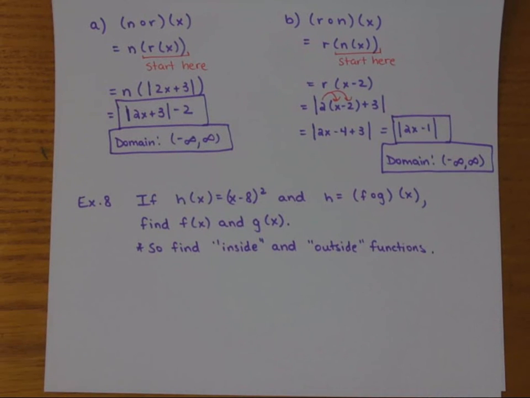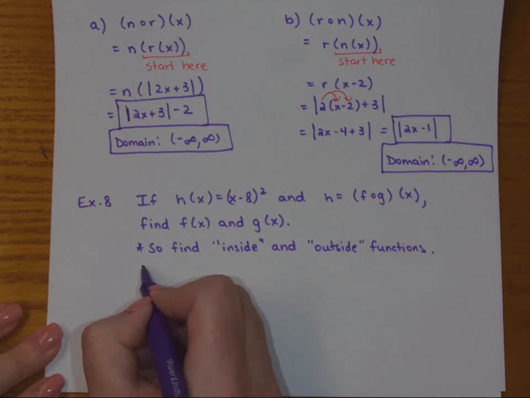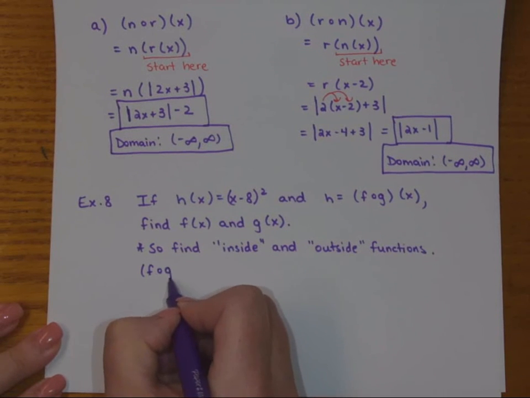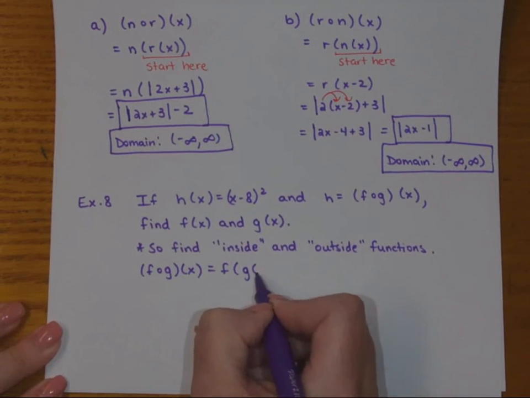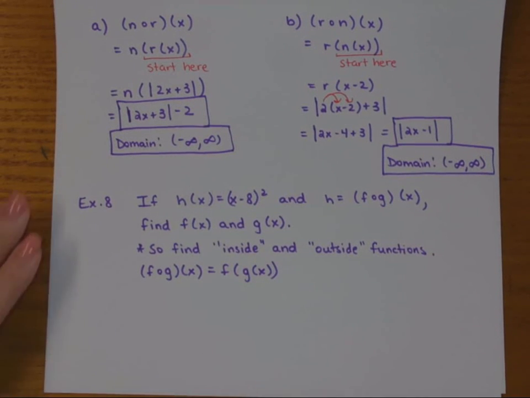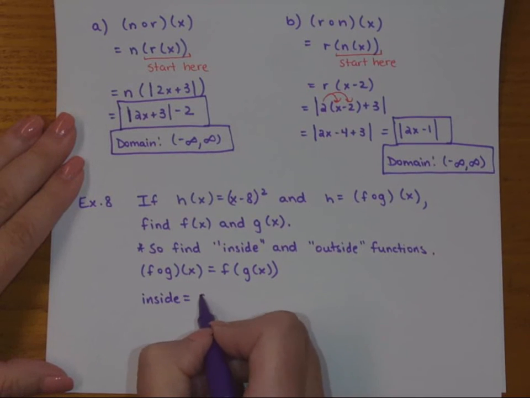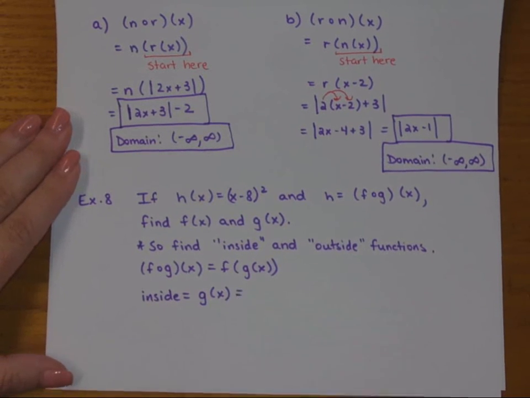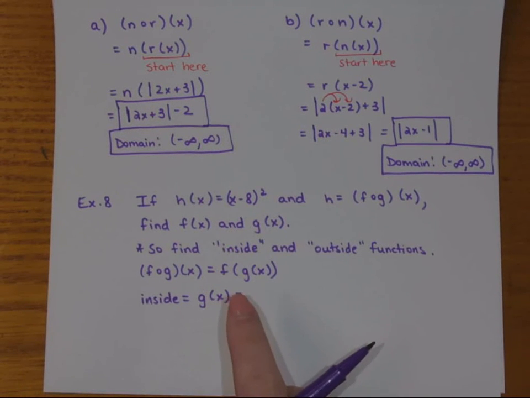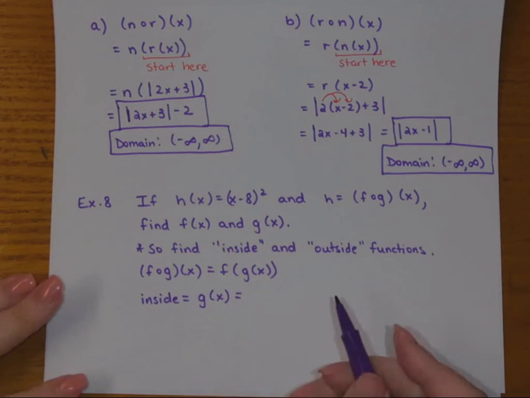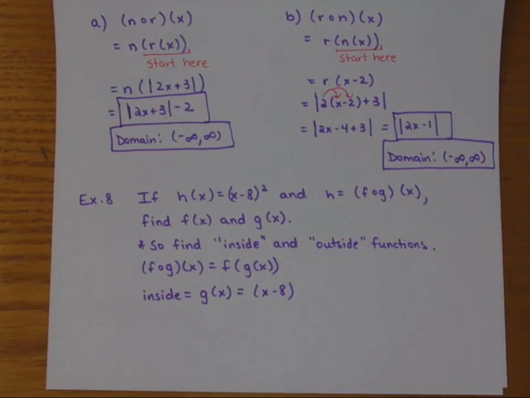Okay, so I think the inside function is pretty easy, so let's start there. First of all, we know we have f of g of x, which is the same as f of g of x written in this way. So the inside function is g of x. What would be the inside function when you look at this? Notice we have an x minus 8 and then we're squaring that thing, right? So the inside is simply whatever is inside the parentheses. That's pretty easy.